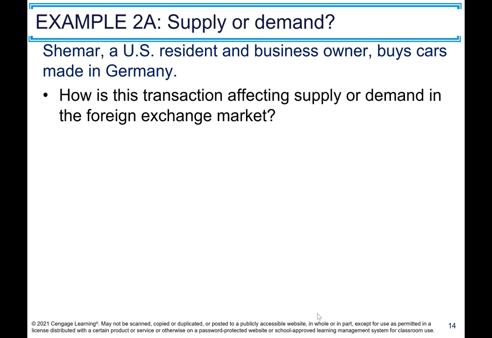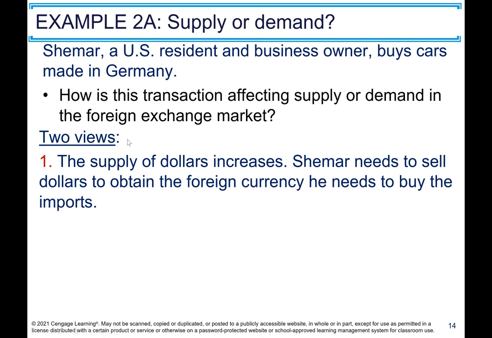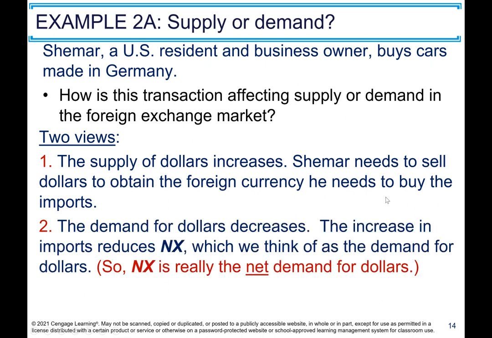Example 2a: supply or demand. Shemar, a US resident and business owner, buys cars made in Germany. How is this transaction affecting supply or demand in the foreign exchange market? Two views. One, the supply of dollars increases. Shemar needs to sell dollars to obtain the foreign currency he needs to buy the imports.